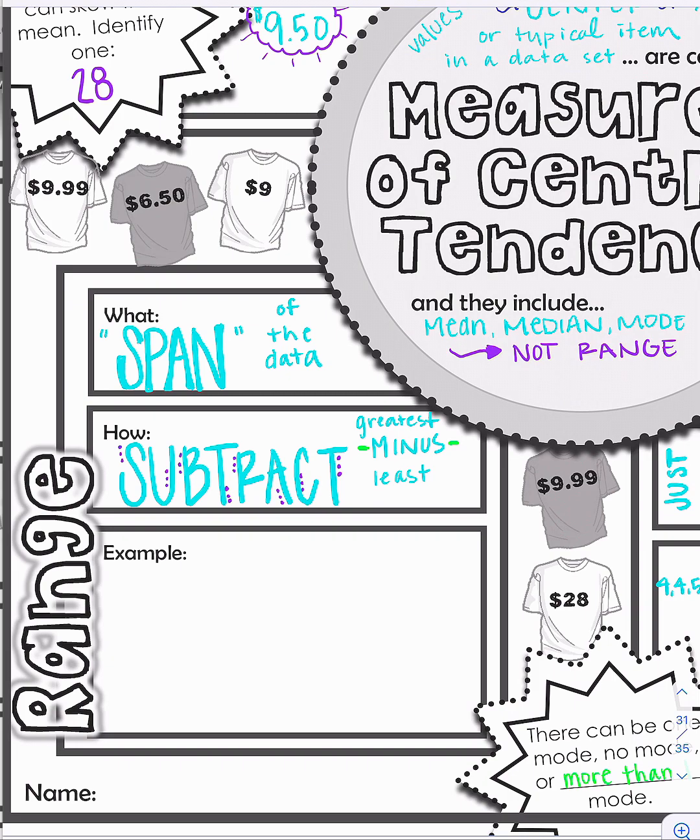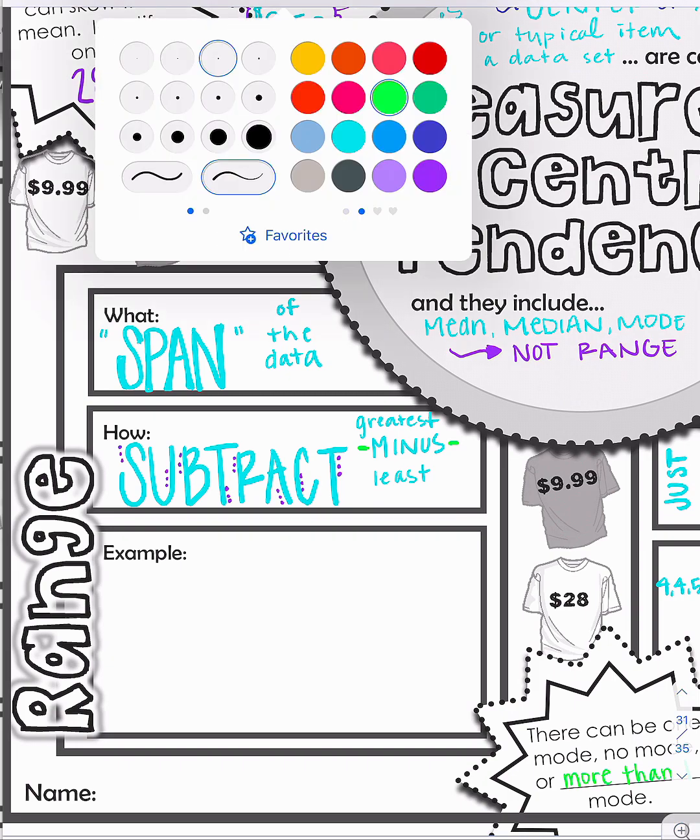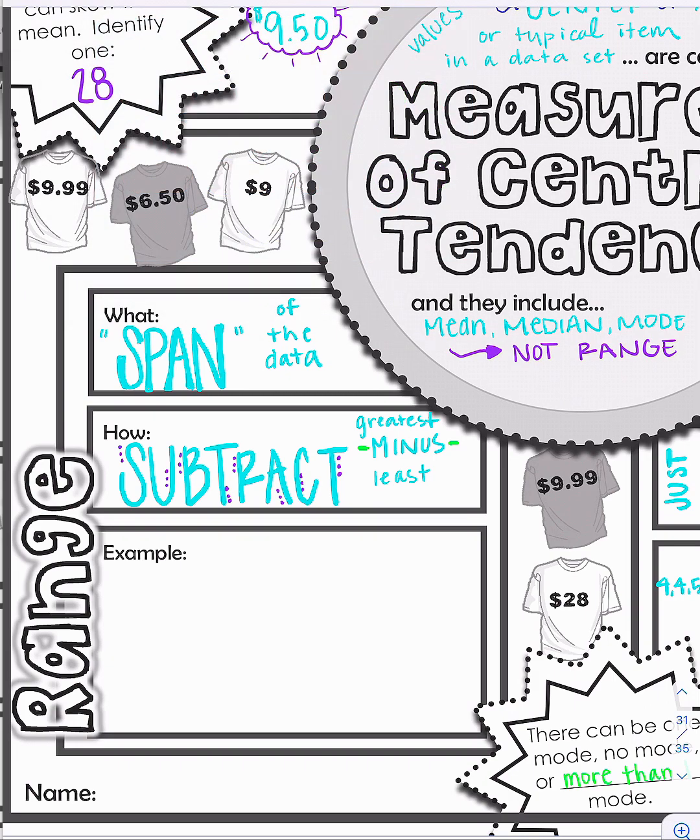Okay, so let's again take a look at the values in our data set. So I'm going to list them out here for my example. You guys probably have this memorized now. So we have $4.50, a $6.50, a 7, an 8, another 8, a 9, a 9.99, another 9.99, and then that 28.